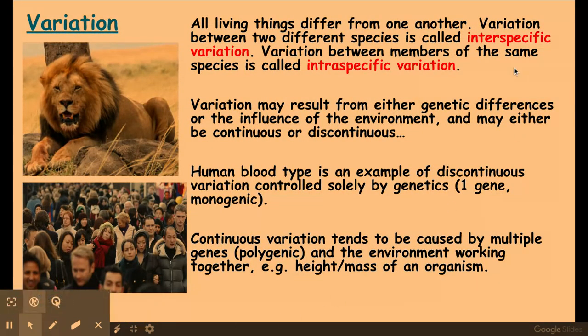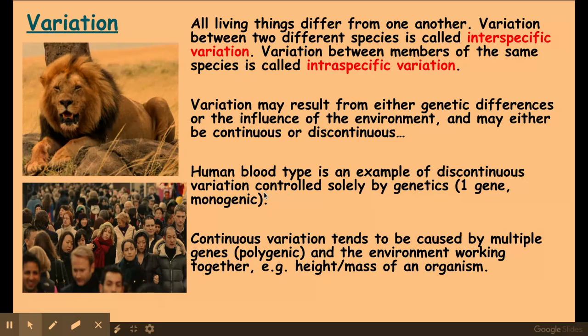So we need to know first of all the types of variation that we've got. We've got first of all interspecific variation, which is the differences between two different species. So for example, the human and the lion species, the differences between those. We've got intraspecific variation, which is differences and similarities between members of the same species. So for example, differences between individuals of the human population.